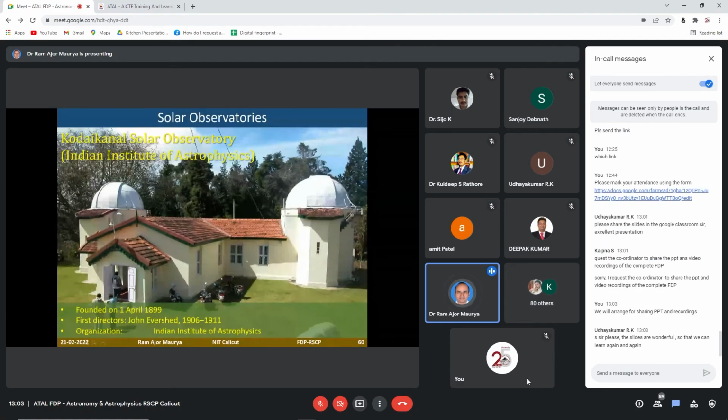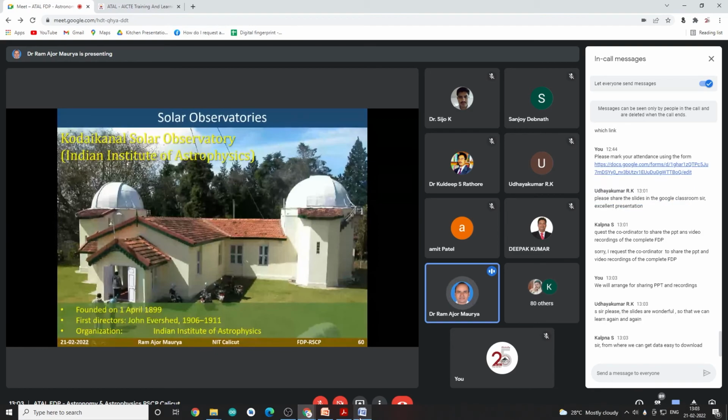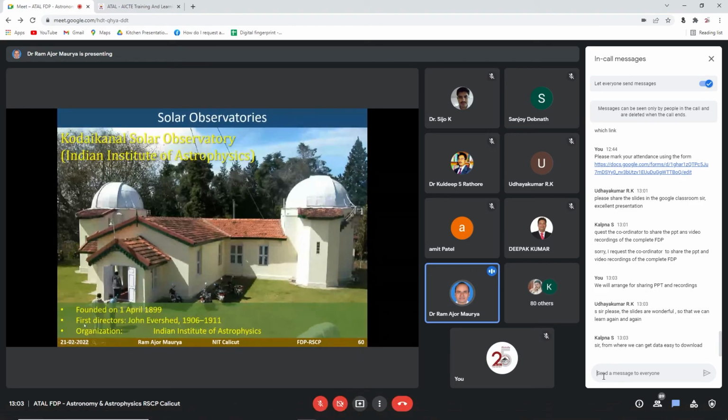Another observatory is the Kodaikanal Solar Observatory. This is part of the Indian Institute of Astrophysics. It was founded in 1899. It is one of the oldest observatories in India. The first director was John Evershed, so he made a lot of contributions in solar physics.